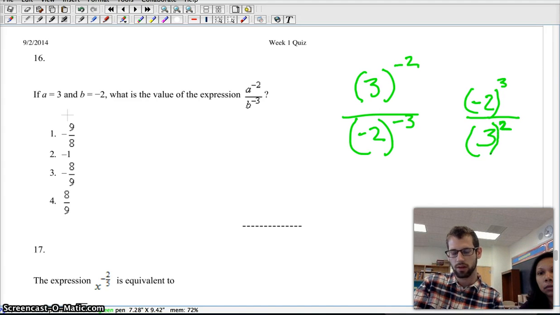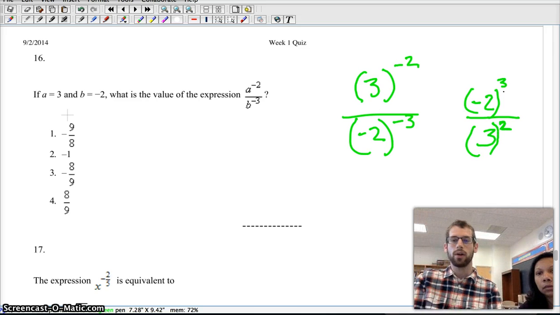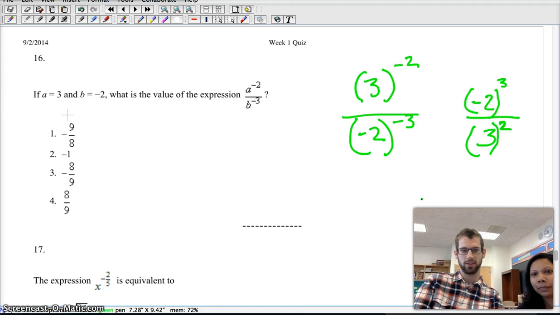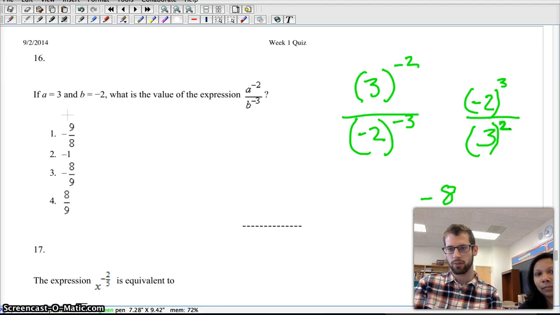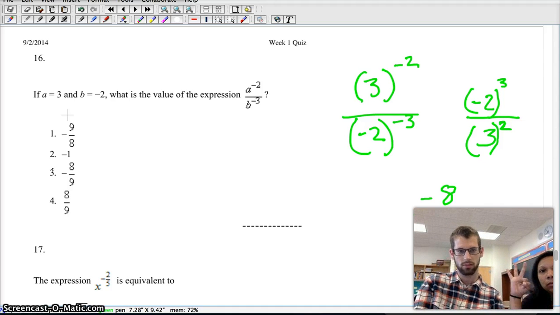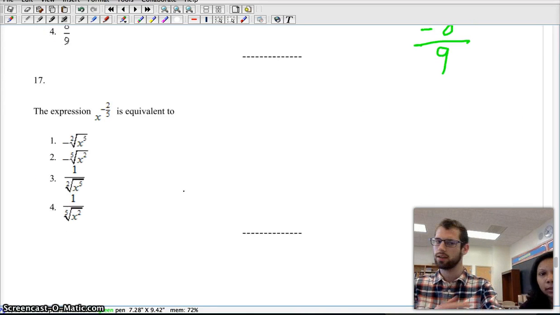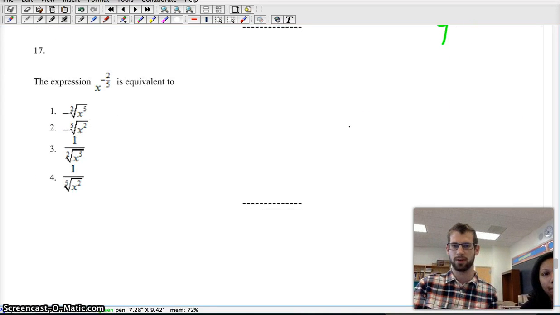Okay, so now I've got to do (-2) to the 3, so that's -2 times -2 times -2, and that is, I believe, -8. Yep, -2 times -2 times -2 is -8, and then 3 squared, I know right off the top of my head, is 9. So choice 3. Last one? No, not the last one. Almost. We want it to be, but it's not quite.